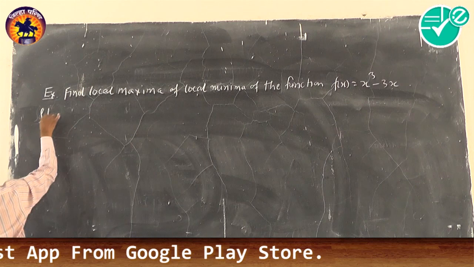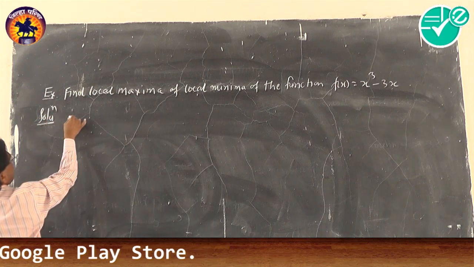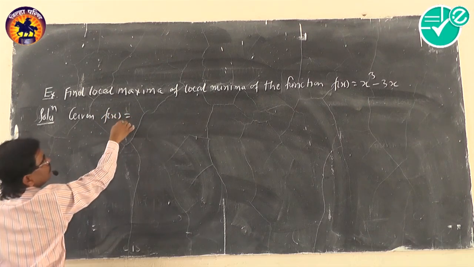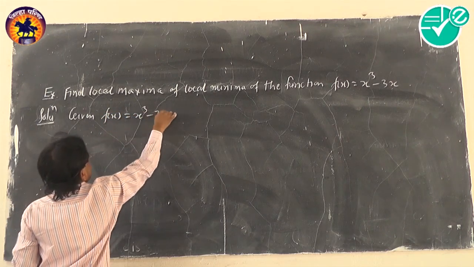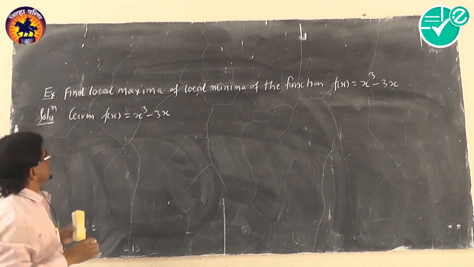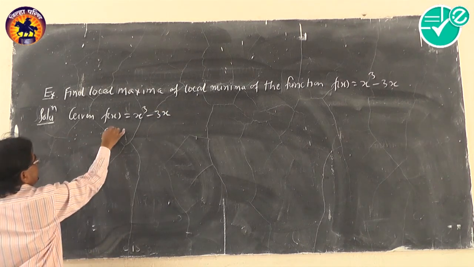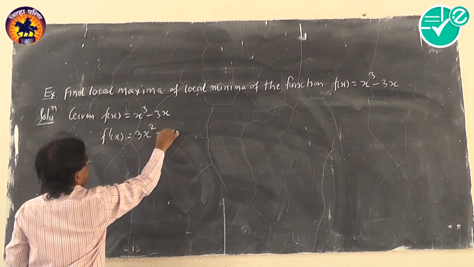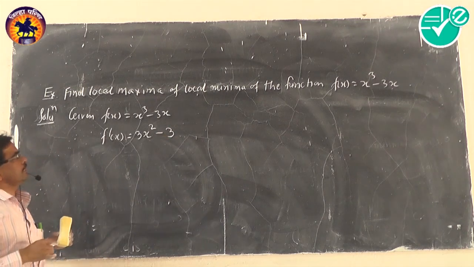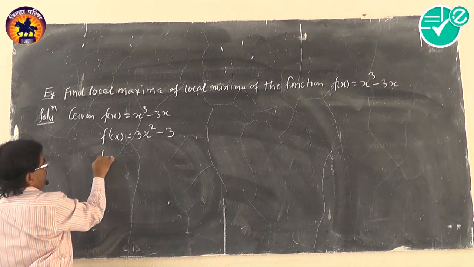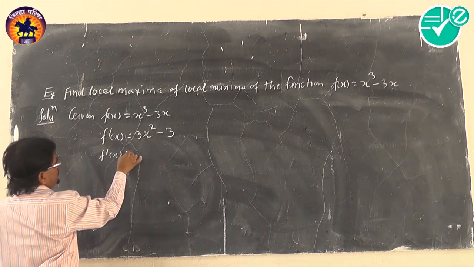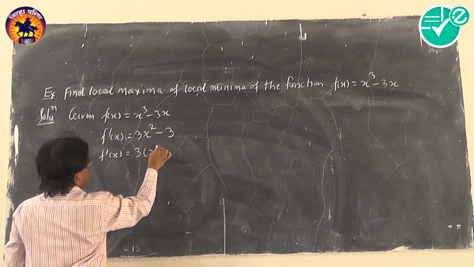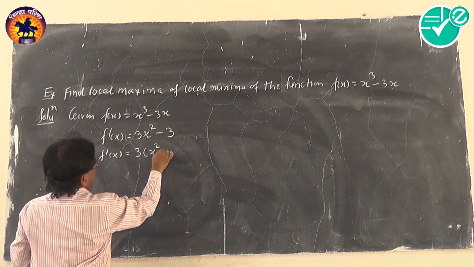Solution: given function f of x is equal to x cube minus 3x, therefore f dash x, its derivative, is equal to 3x square minus 3. Therefore f dash x is equal to, take 3 common, 3 into x square minus 1.